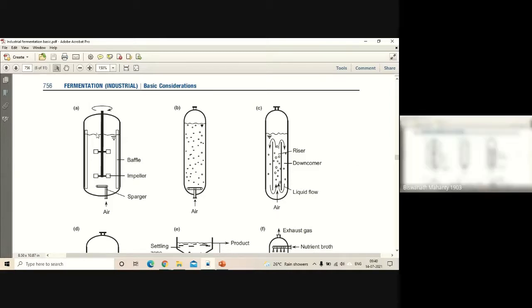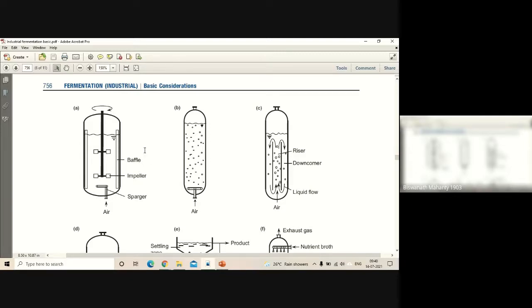Okay. You see, there are different kinds of bioreactors used, but when we are talking about the fermentation process, the most widely used is this one. This kind of reactor is easier to operate. It has an impeller, baffle, air inlet, and an agitator. This blade is rotating on the axis of rotation.